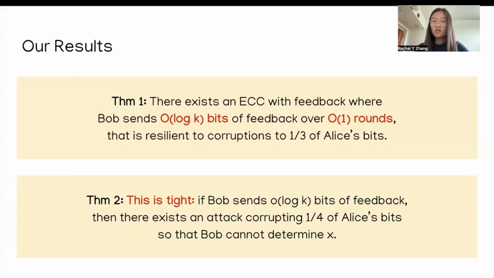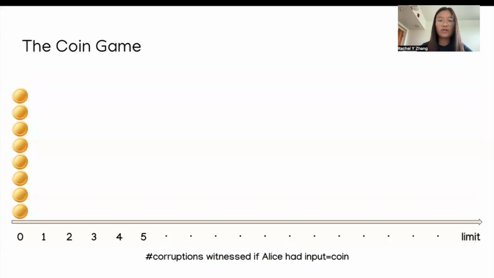Okay, so that's our results. For the remainder of this talk, I wanted to focus on theorem 1 and give you a sense for how this is done. To talk about our construction, it'll be important to introduce an alternative way of viewing error correcting codes with feedback. This is called the coin game.